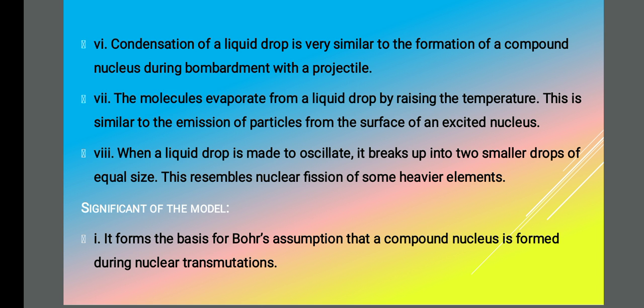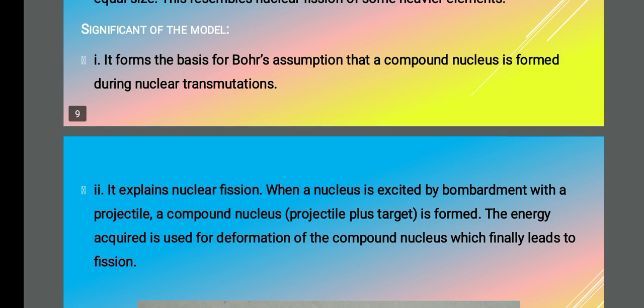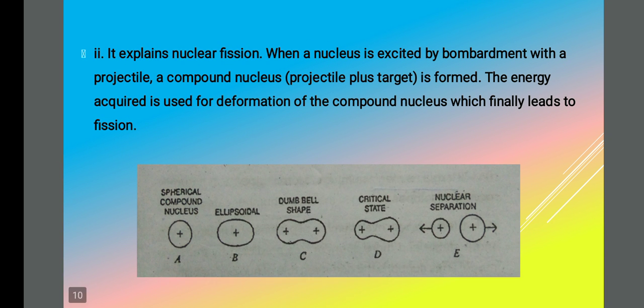Is it okay? So finally we can see the significance of the model. We have two significances. The first one is that it forms a basis for Bohr's assumption that the compound nucleus is formed during nuclear transmutation. Bohr formed his assumption on the basis of the liquid drop. Second one: it explains the nuclear fission reaction. The liquid drop model explains the nuclear fission reaction.